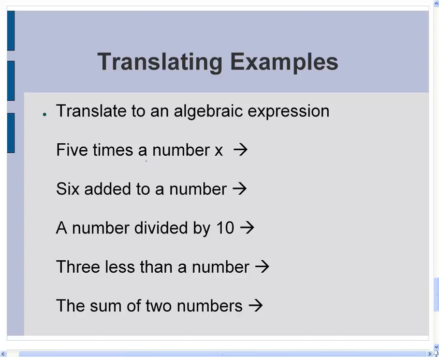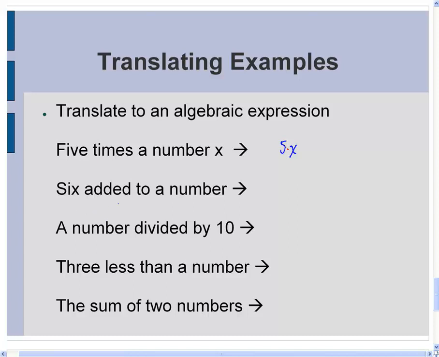5 times a number x. Here we would write 5 and immediately next to it the variable x. Remember that multiplication is understood when we have a number directly next to the variable. We understand the multiplication. It does not need to be explicitly written.